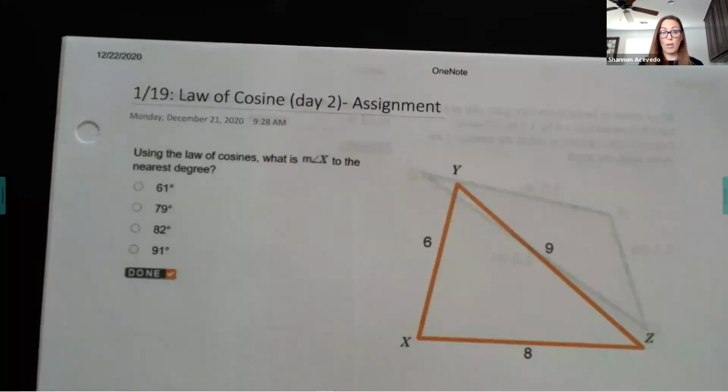Okay, so today we're going to do day 2 of law of cosines. We went over the instruction last week. We're going to go ahead, and these are going to be problems from your assignment that is scheduled for today.